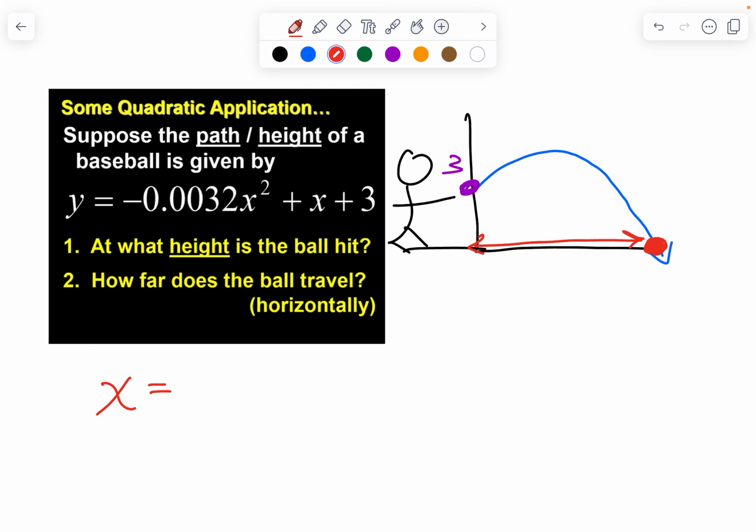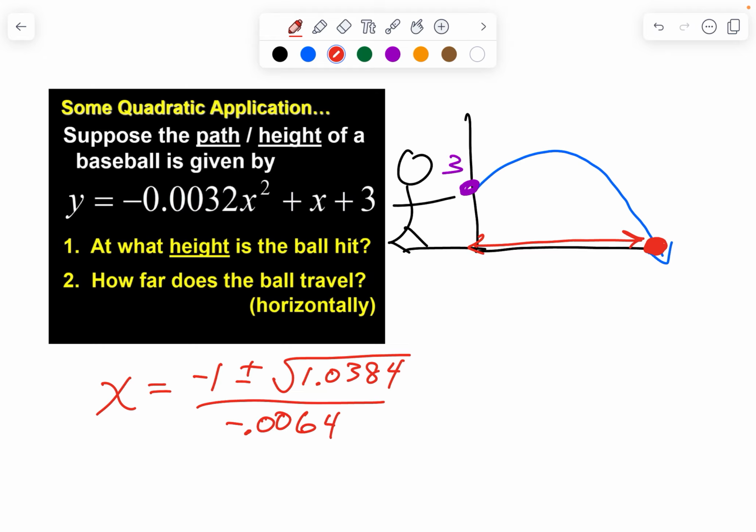Now, if you set this equation equal to 0, you're not going to use factoring, and I doubt you're even going to complete the square. You're going to use the quadratic formula. By the way, this would be a calculator-friendly problem. So I'm using the quadratic formula: the opposite of b, plus or minus the square root of b squared minus 4ac. I'll show you b squared minus 4ac comes out to 10384. And then all over 2a, which you can probably see is negative 0064.